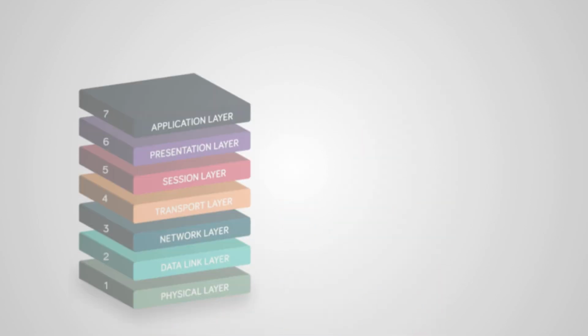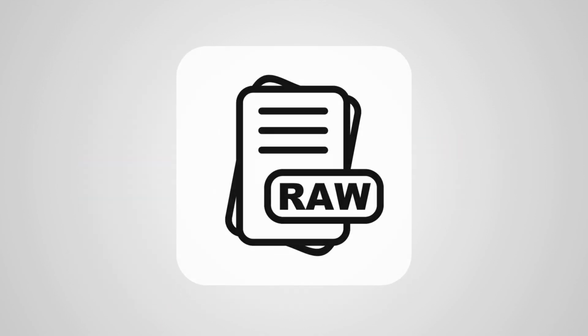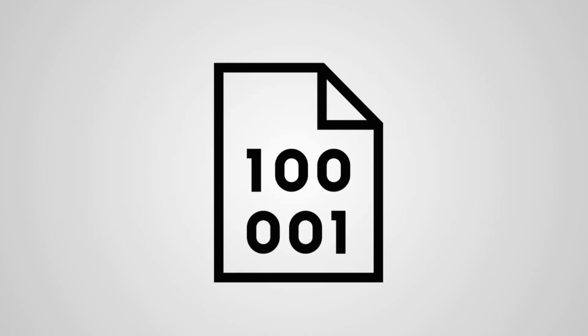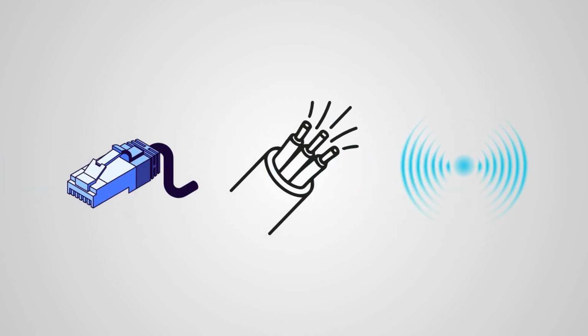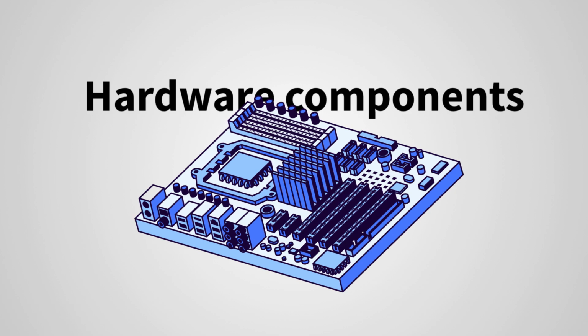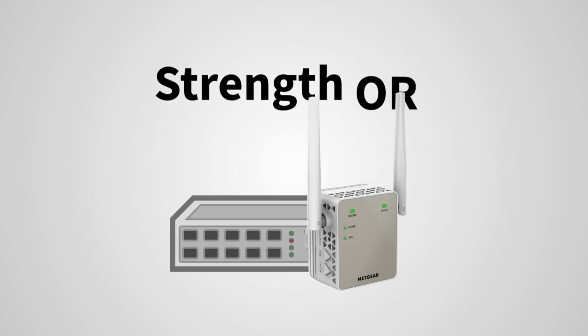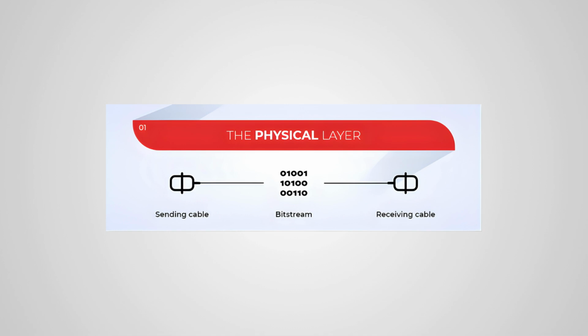Physical layer. The physical layer is the foundation of the OSI model and is responsible for transmitting raw data as electrical, light, or radio signals. At this level, information exists only as bits, ones and zeros traveling through physical media like Ethernet cables, fiber optic lines, or wireless signals. This layer defines hardware components such as connectors, voltage levels, signal timing, and transmission speeds. Devices like hubs and repeaters operate here to strengthen or pass signals.